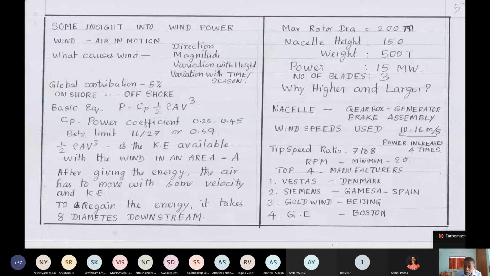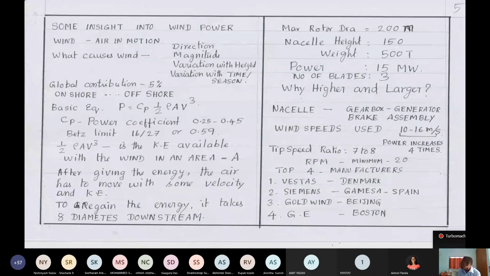So suppose there is a wind turbine designed for 10 meters per second, producing 10 megawatt. At 16 meters per second, it should produce how much? Ten into 4, 40 megawatts. It may not have that capacity. Other problems could be there. So all will be well regulated.